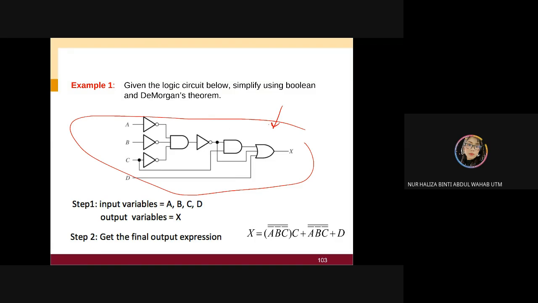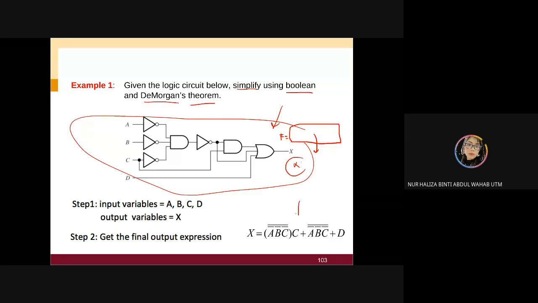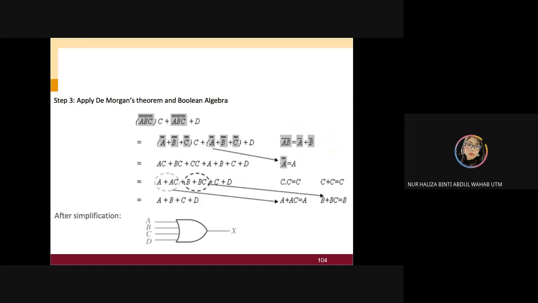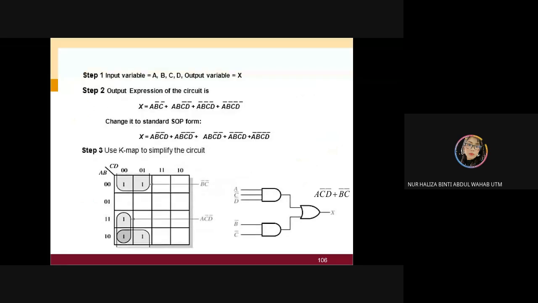Sometimes it directly gives you a very complicated circuit. So what you need to do, you need to come out with the expression, the Boolean expression first, and from here you map to your K-map, and then you will get your simplification using the K-map. But at this side, simplify using the Boolean and De Morgan theorem. So you were given the things. This one is just a recap for you if you remember.